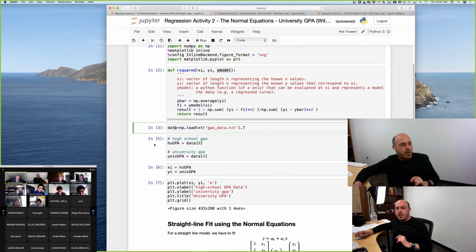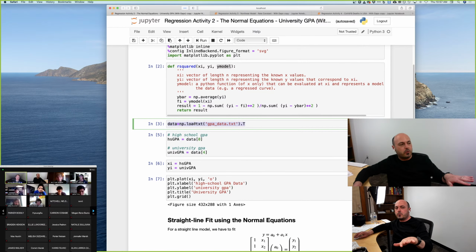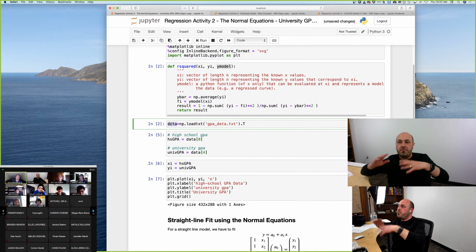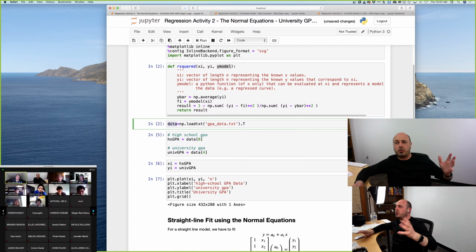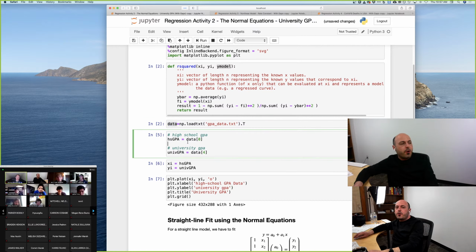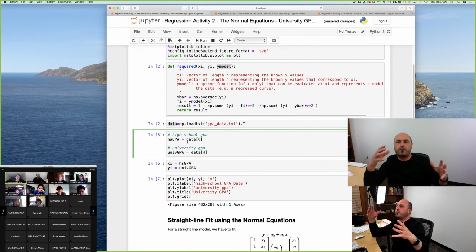All right, so first I want to import the data. Don't worry about what I'm doing here with the data. I had to import it and take the transpose and a bunch of other things. Just execute those cells. What this first one does is that it loads the GPA data.txt and puts it in a very big data structure called data. Okay, and I know, because I got those data from the internet, I know what those data look like.